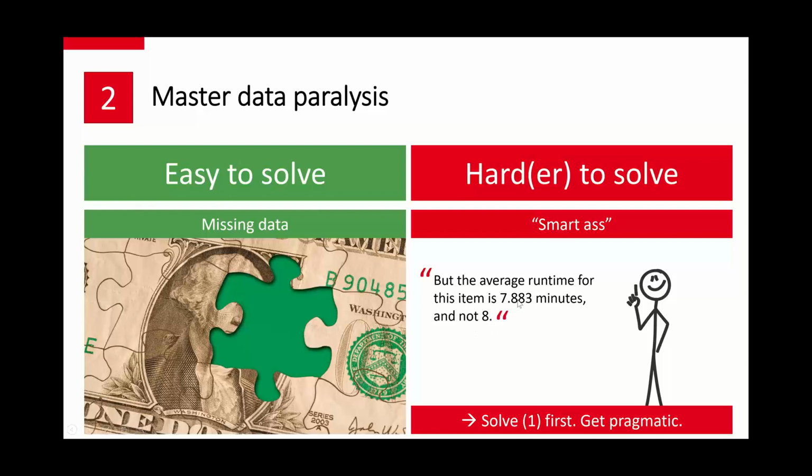It really doesn't matter. I think it doesn't matter if it's 7.883 or 10. But that's just me. Maybe I'm a bit too pragmatic. Get pragmatic with the assumptions. Get pragmatic with the master data. And then based on pragmatic master data, build a schedule and then progress it from there.